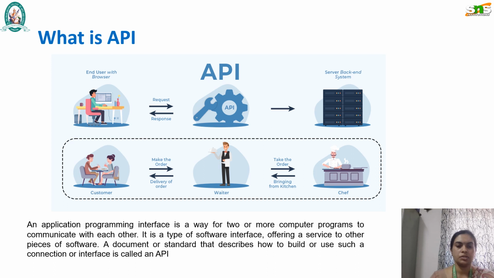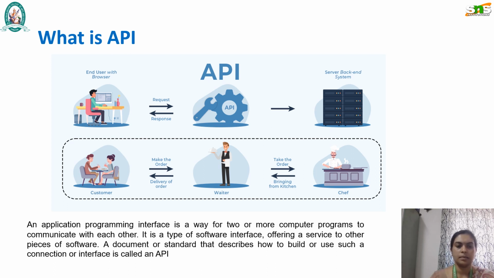API is an application interface which takes place between computers that communicate with each other. It is a kind of software interface offering a service to another business software. And here the diagram depicts a real example as well as the technical part of the explanation.